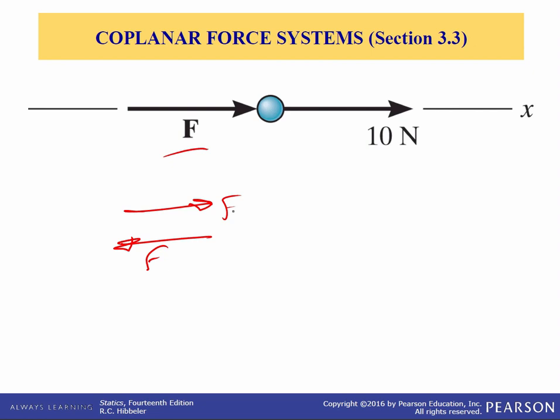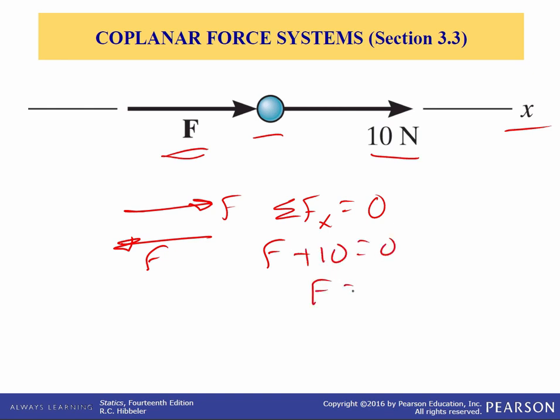Then if the solution reveals a negative scalar, this indicates that the sense of the force is opposite to that which was assumed. For example, consider the free body diagram of this particle right here, which is subjected to two forces, 10 newtons and an unknown force F. Here we assume that F is to the right, that is in the positive X direction. If you apply the equation of equilibrium, summation of forces in the X is equal to 0, you'll get F plus 10 equals 0, or F equals minus 10 newtons. So what that means is, since it came out negative, this force vector F is actually in the opposite direction that you assumed it to be.